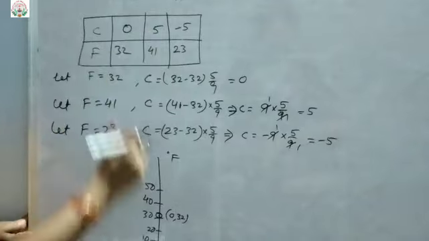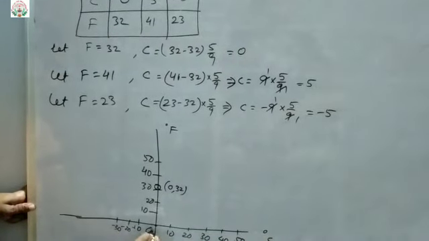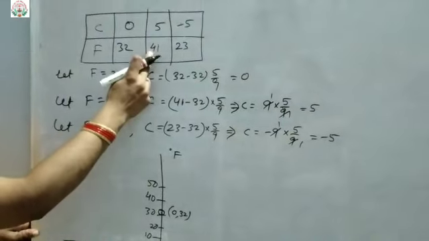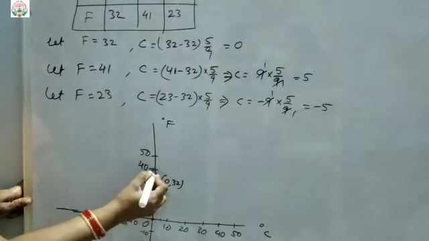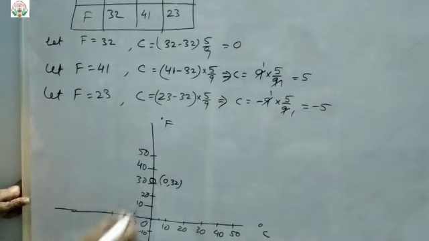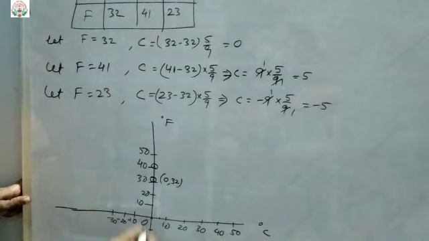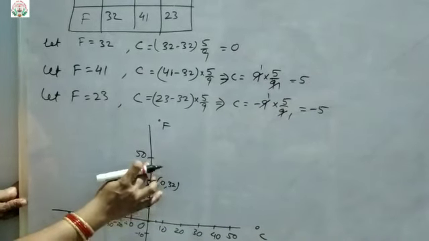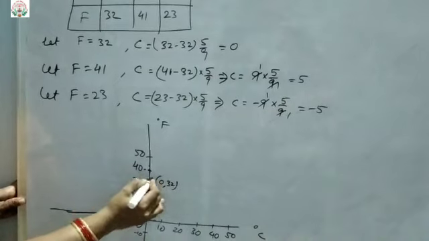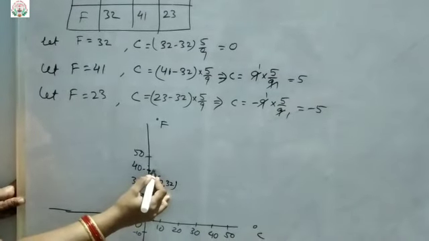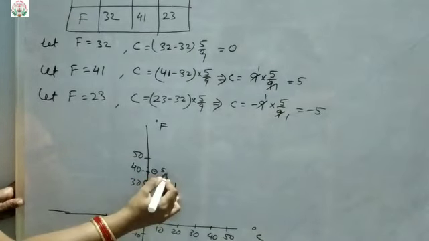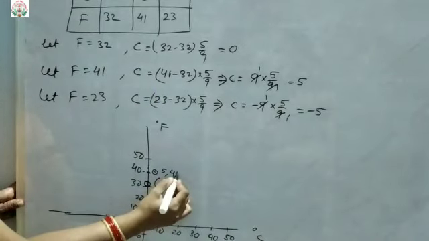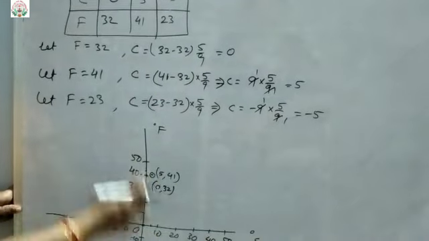After that, what is given? C is 5. 5 means between 0 and 10, the midpoint is 5. And then here F is 41. 41 means, here 40 is given, after that one small box. Take only one small box like this and mark it. And this will be the point 5, 41, not on the y-axis, it will be here because of the midpoint. So it will be 5, 41.